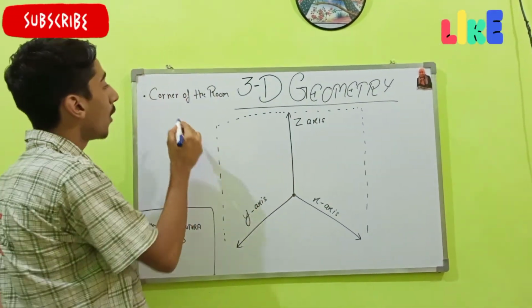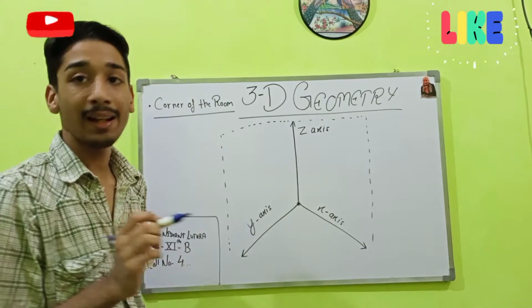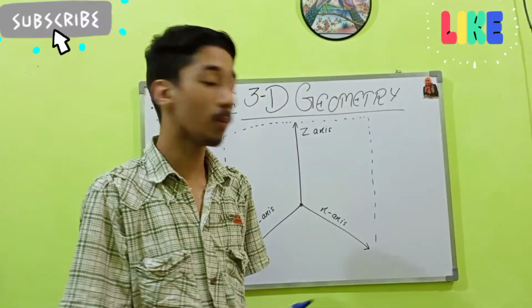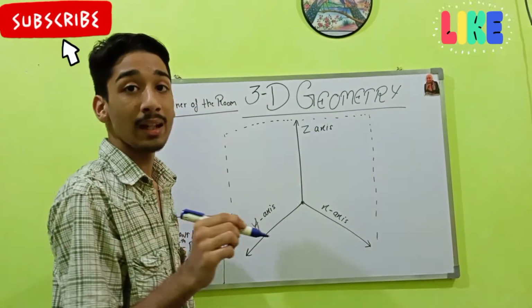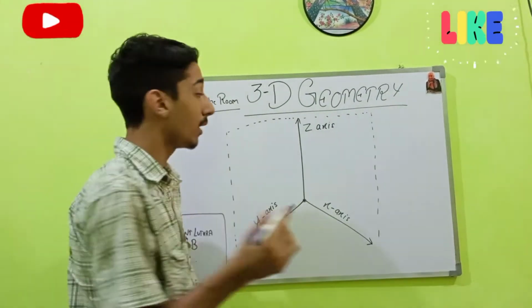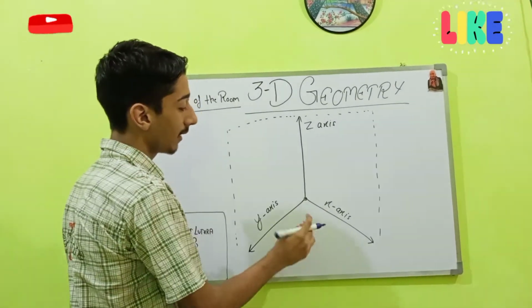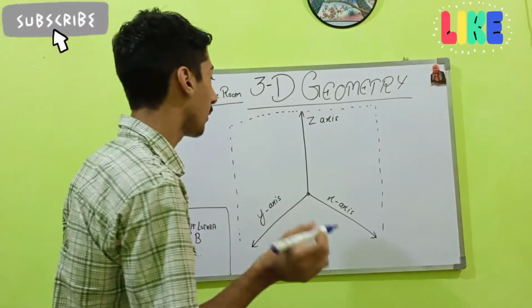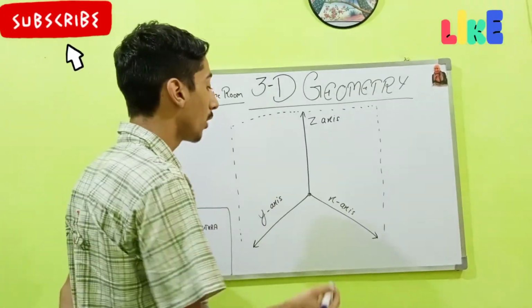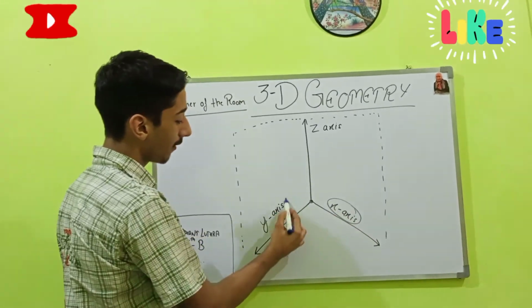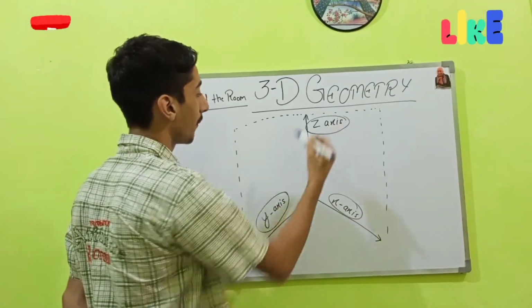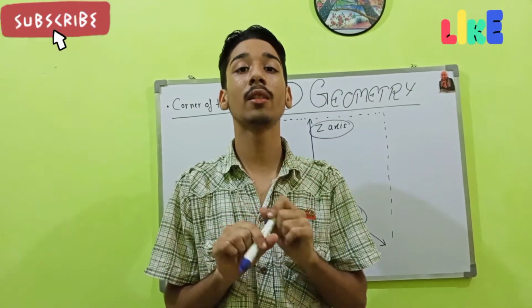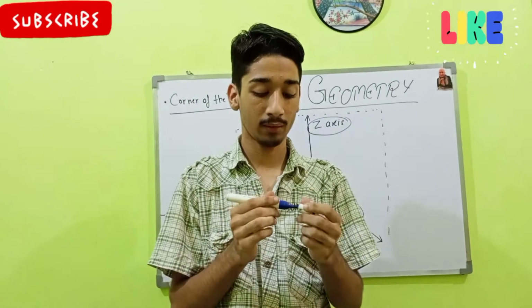Now, I am taking an example of the corner of the room. You can see the corner of your room. When you see that corner, you will understand that there will be three lines going on like this. So this is the best example for understanding 3D geometry. So this will be your x-axis, this will be your y-axis, and this will be your z-axis. I am taking a picture and sending it on the screen. You can see this is also an example of 3D.